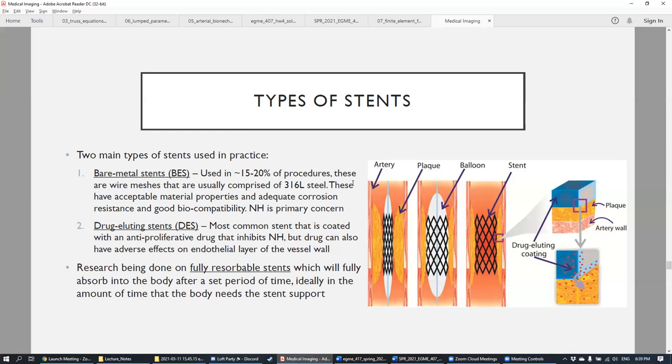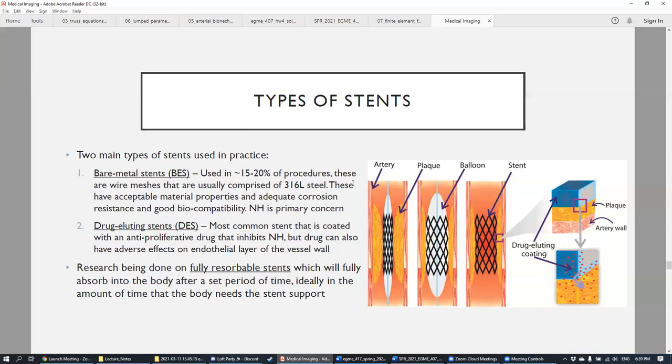The most common stent used nowadays is called a drug-eluting stent, or DES. Drug-eluting stents are coated in a certain kind of material that helps inhibit clotting and inhibits all of the bad biological stuff that can happen. It also helps inhibit neo-intimal hyperplasia. But these drugs can also have other adverse effects on the endothelial wall. So sometimes you solve one problem and you cause another one too.